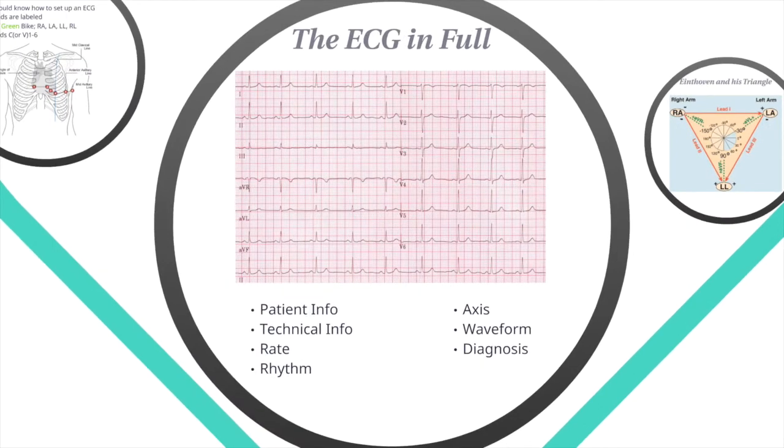Now this is the ECG in full. So presenting this, you want to begin with patient info. Who is this patient? How old are they? What's their date of birth? What's their hospital number? When was this taken? How fast is this running? Usually 25 millimeters per second. And then you can move on to assessing rate, rhythm, axis, waveform, and diagnosis.